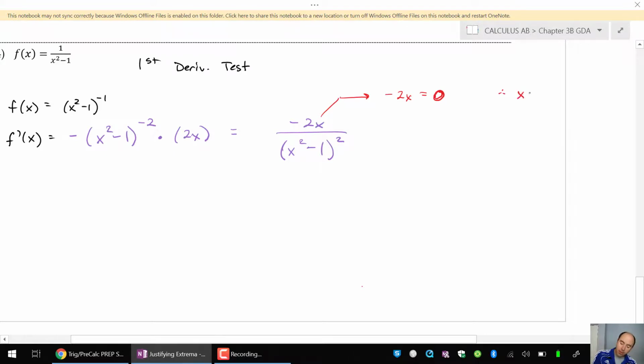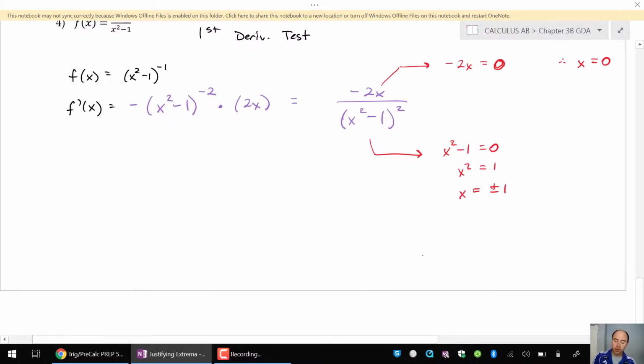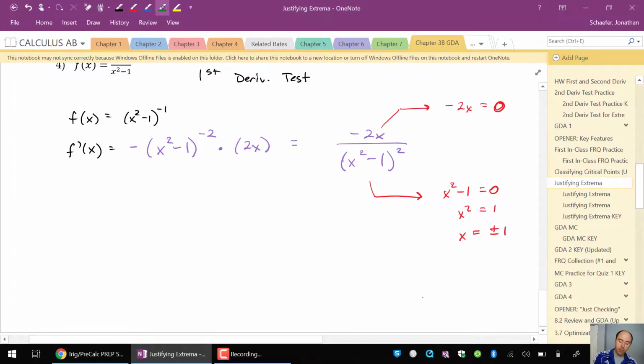But then again, remember, if this derivative is ever undefined somewhere, that would also lead to a critical point. And sure enough, look at the denominator here. If that denominator was ever equal to 0, so does x squared minus 1 ever equal 0? And yes, it does at both plus or minus 1. So I actually have 3 critical points here. F prime does not exist at plus or minus 1, f prime equals 0 when x equals 0. So 3 critical points to test or to use in my analysis.